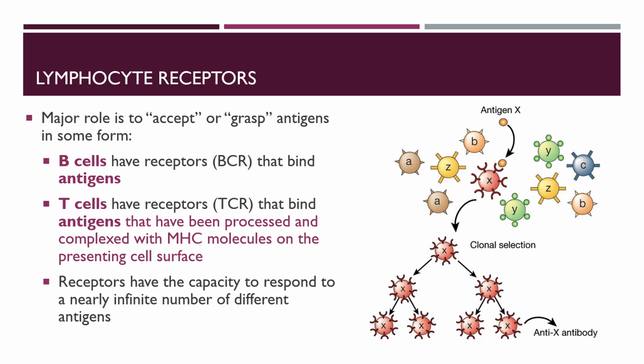Because how would you know if the antigen is already inside of the cell? How would the immune cell know to go after that particular body cell? It wouldn't know because it's hiding the antigen inside of it. So it flies that flag out on the surface.